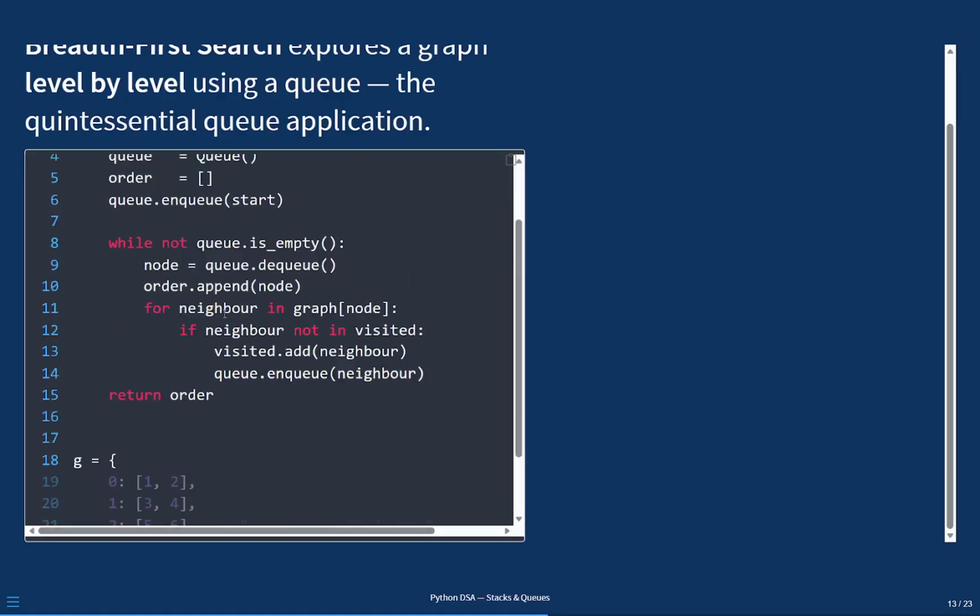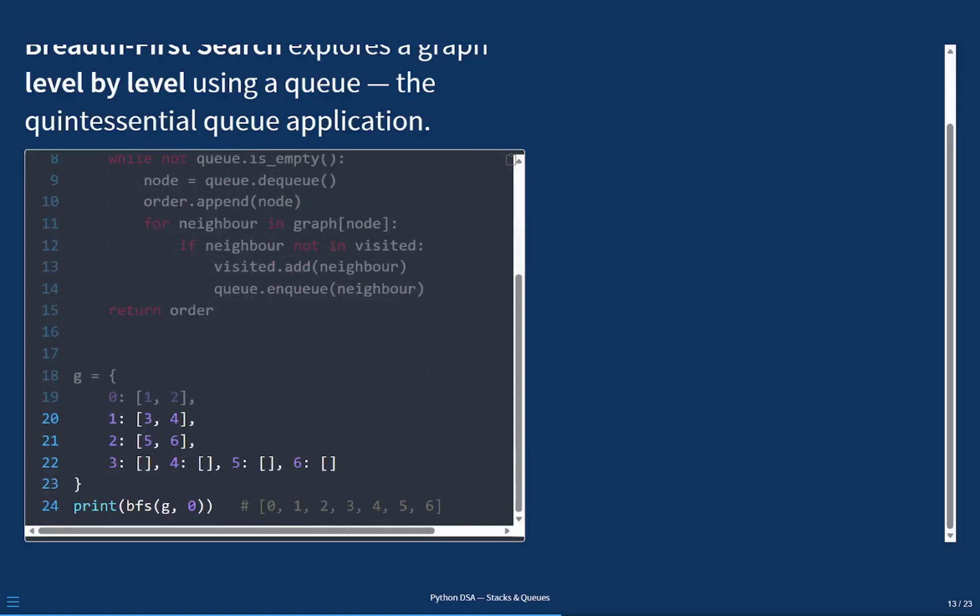The visited on enqueue pattern is critical. If you wait to mark visited on dequeue, the same node can be enqueued multiple times from different neighbors, causing redundant work and potentially corrupting results.